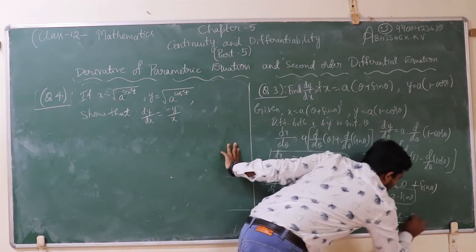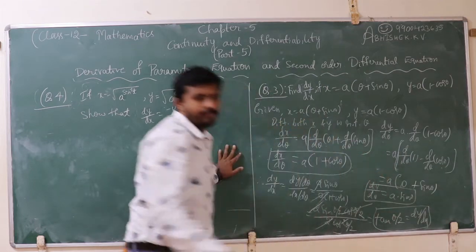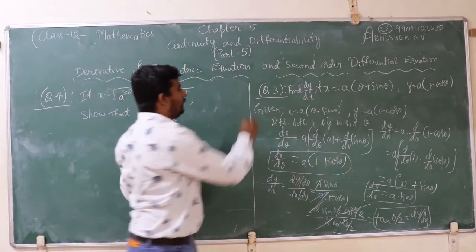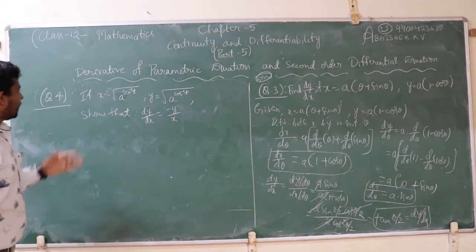This is equal to what? dy by dx is tan theta by 2. So again, this is a 3 mark question. Please note. Let's look at the next problem.